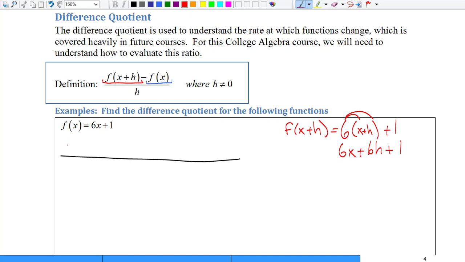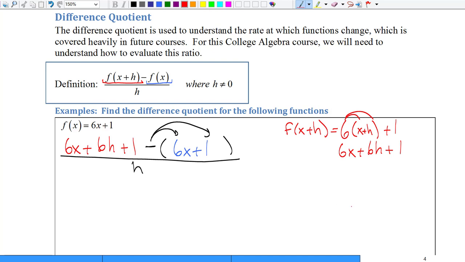So in red, I'm going to put my 6x plus 6h plus 1. Then the rest of the fraction says minus f of x. So I'm going to subtract f of x. Now the f of x that I'm subtracting is given to me. f of x is 6x plus 1. Notice that I put this in parentheses. You have to put this in parentheses because of the minus sign. Because there's a minus sign in front, the minus needs to be distributed to both of the terms. So if you don't put it in parentheses, you'll probably only attach the negative to the first term, and then you're going to mess your whole problem up.